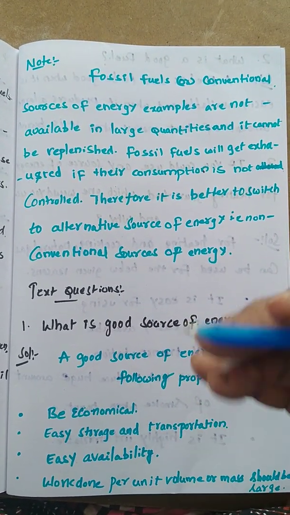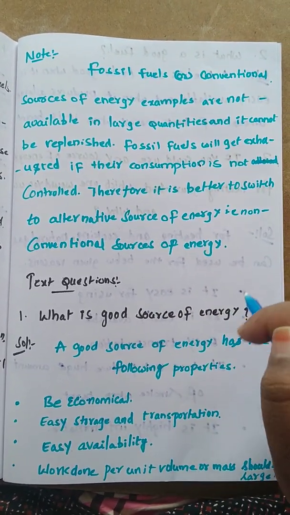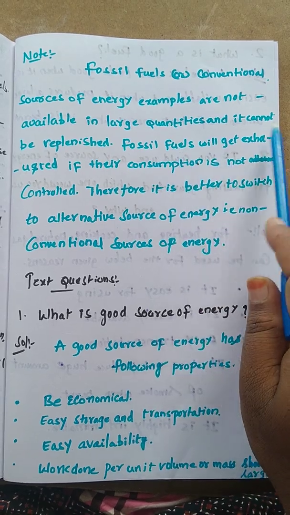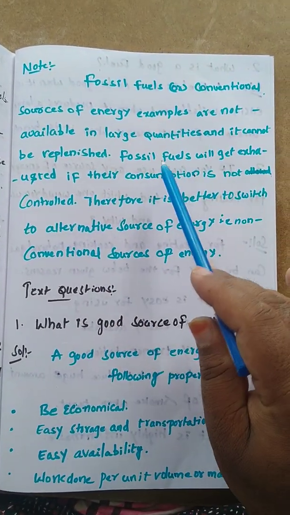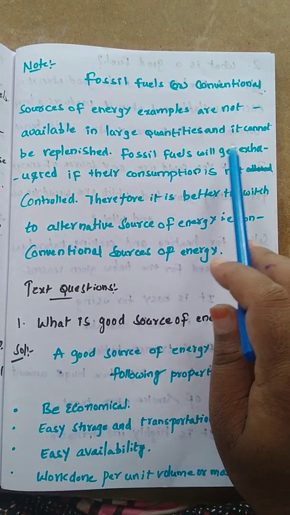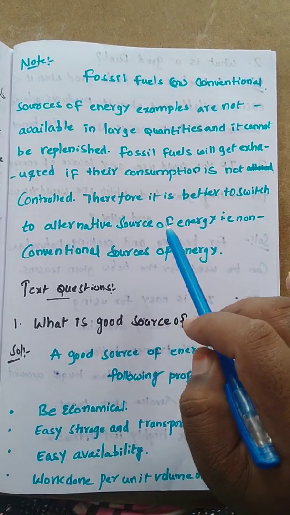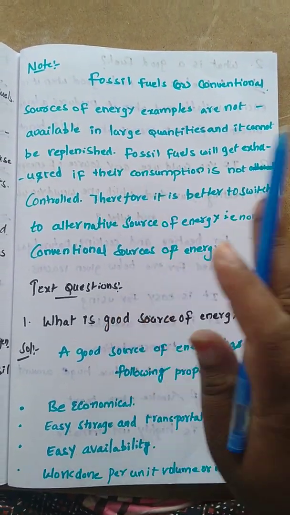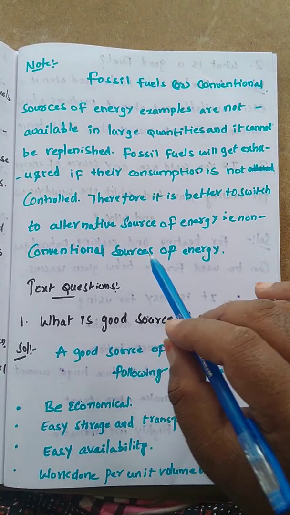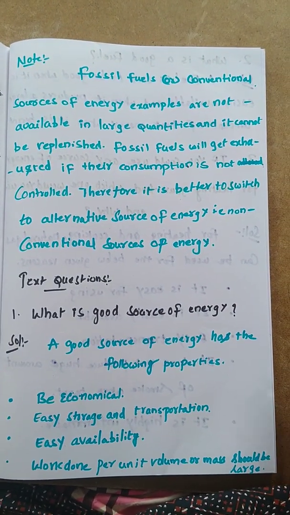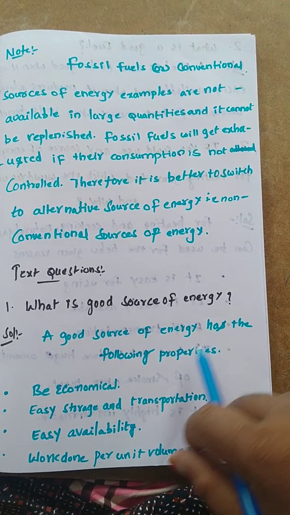So nowadays we are mostly using non-conventional sources of energy, or renewable sources, and fossil fuels cannot be replenished. We can't replace these fossil fuels, right? And fossil fuels will get exhausted if their consumption is not controlled. So it is better to switch to alternate sources of energy, that is, non-conventional or renewable sources like solar energy, nuclear energy, etc. Already I told about the non-conventional sources of energy.